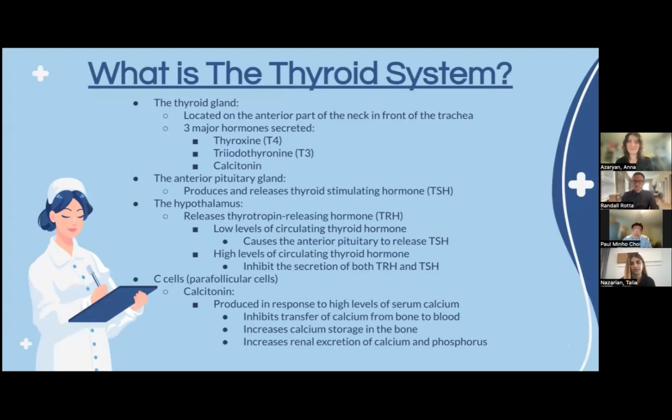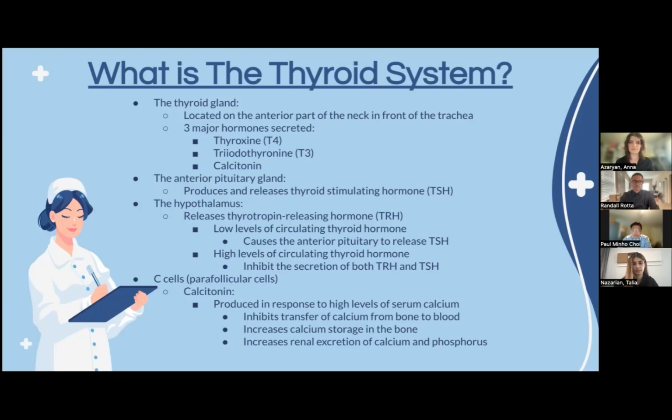So, what is the thyroid system? The thyroid system basically deals with the thyroid gland, the anterior pituitary gland, as well as the hypothalamus. They all kind of work together. The thyroid gland produces three major hormones, which are thyroxine, triiodothyronine, and calcitonin. And then the anterior pituitary gland is going to produce and release the hormone TSH, which is thyroid stimulating hormone, which stimulates the thyroid gland to produce the three major hormones.